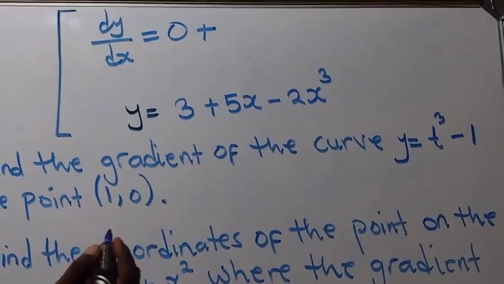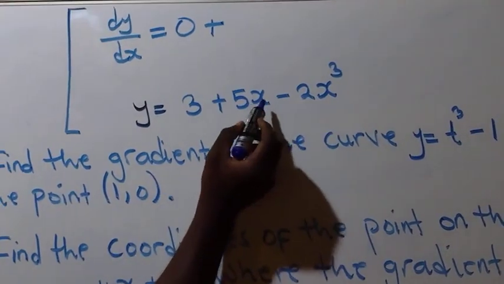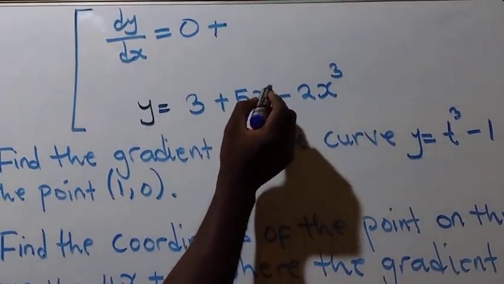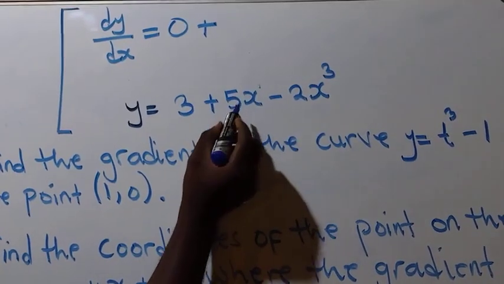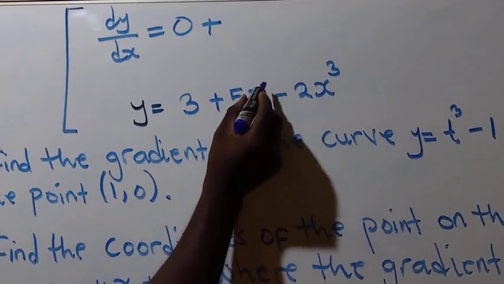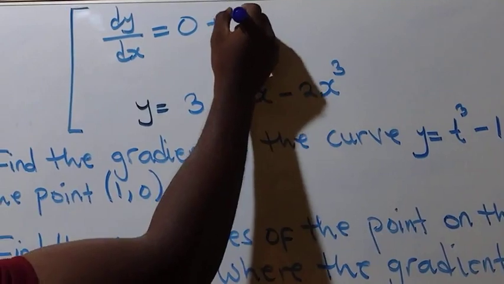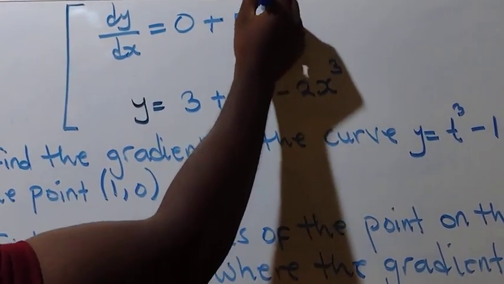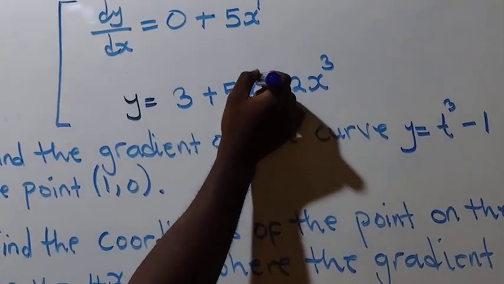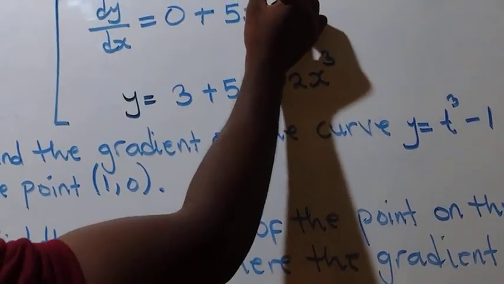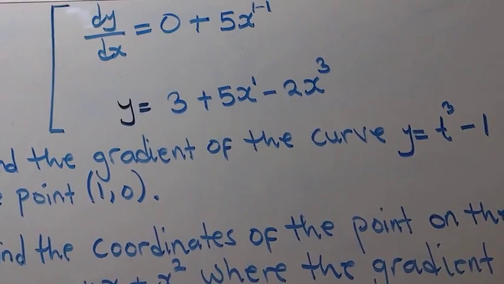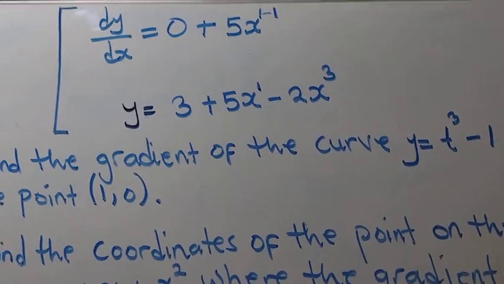So remember what we did in lesson 1? We are saying the power of x, which is 1, times the coefficient of x, which is 5. So 1 times 5, you are going to get a 5 there. Then x to the power 1. Remember, here you have x to the power 1. So this power 1 will be reduced by a 1. That is the principle of differentiating using the formula.